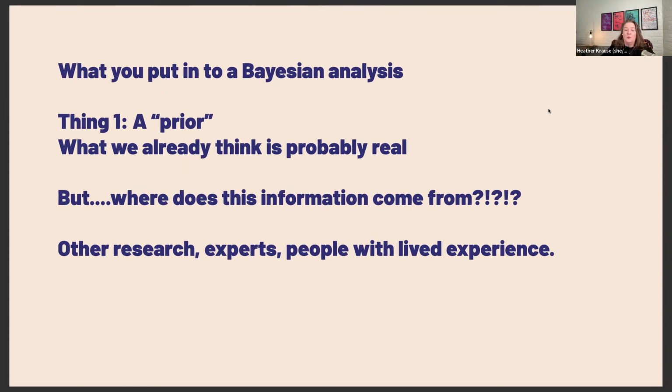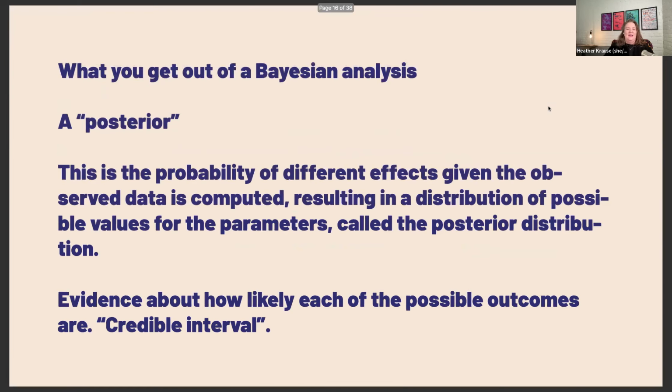Where this information comes from will depend. It will depend on the type of analysis you're doing. It can come from other research. It can come from experts. It can come from people with lived experience. And the thing that comes out when you combine your prior with your data is a posterior. Posterior is short for other longer words, but essentially it's a posterior distribution.